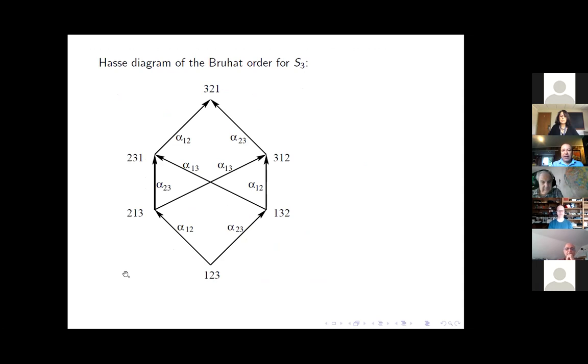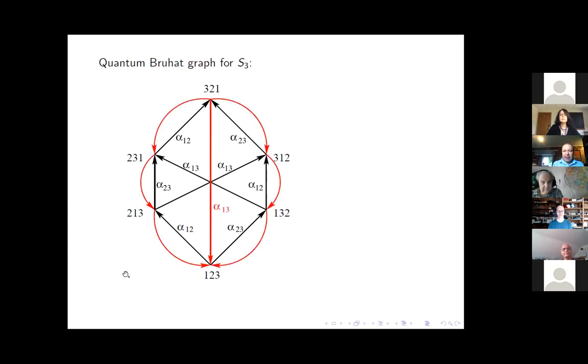So for instance, for S3, here are the covers of the Bruhat order with the identity on the bottom and the longest element, permutation 3 2 1, at the top. And alpha ij are the roots corresponding to the transpositions ij. And we have also the down edges. For each simple root, we have a corresponding down edge, but also here you see the transposition of 1 and 3 will take us from the longest element to the identity. That's a large drop in length.